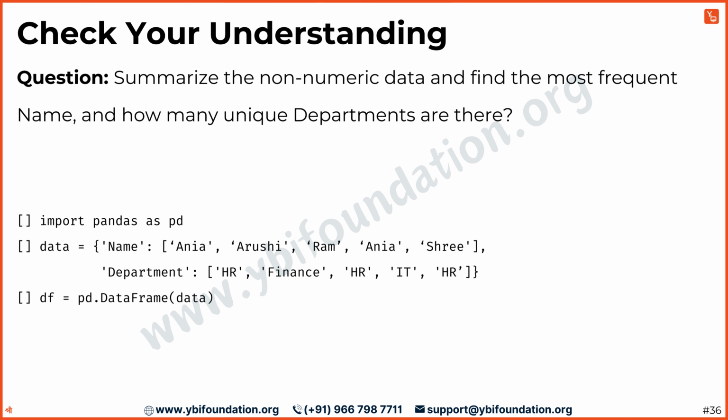In this problem, we are working with a data frame that contains two columns, name and department. Both of these columns consist of non-numeric data. The task is to use the describe method function to summarize the non-numeric data.